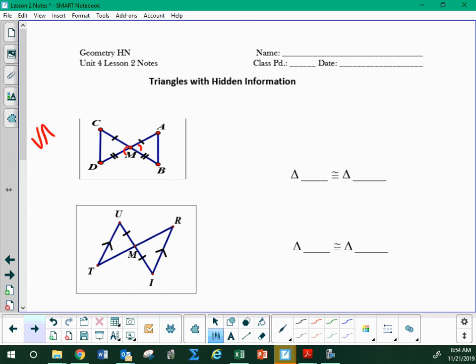So I can say that these are congruent by vertical angles theorem. Again, let's just write that off to the side just so you have a heads up that we use that. We use that one pretty often. And then now I can say these are congruent by side angle side. And then let's write our congruency statement.